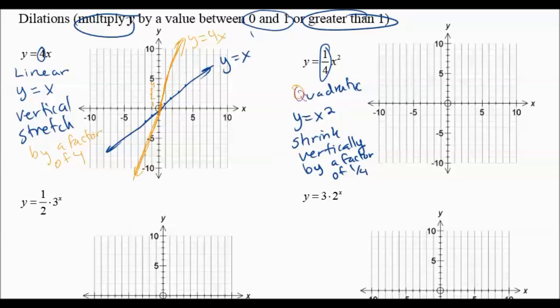Okay, so let's graph the parent function. We know that 0 squared is 0, 1 squared is 1, 2 squared is 4, -1 squared is 1, and -2 squared is 4.